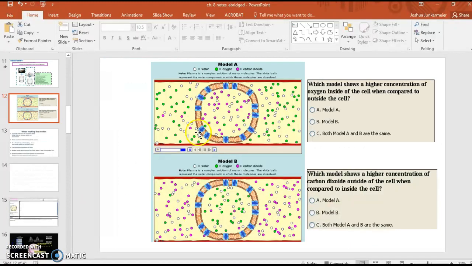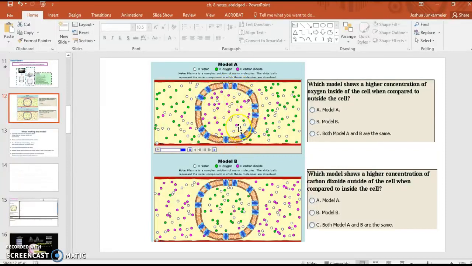All right, we have slide 12 here. Slide 12 has a screenshot of a cool simulation. The white particles represent water molecules. The green particles represent oxygen molecules. And the purple or pink represent carbon dioxide molecules. Now, if you haven't already guessed it, this is a plasma membrane, and you can see the channel proteins here. It's a special kind of transporter protein that is just like a tunnel, and these proteins allow things to move in and out.